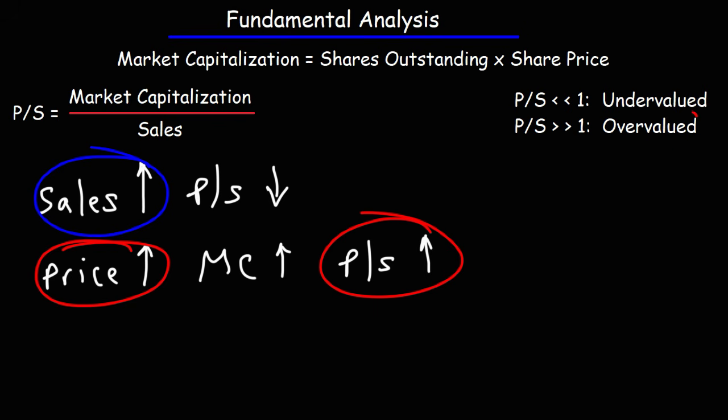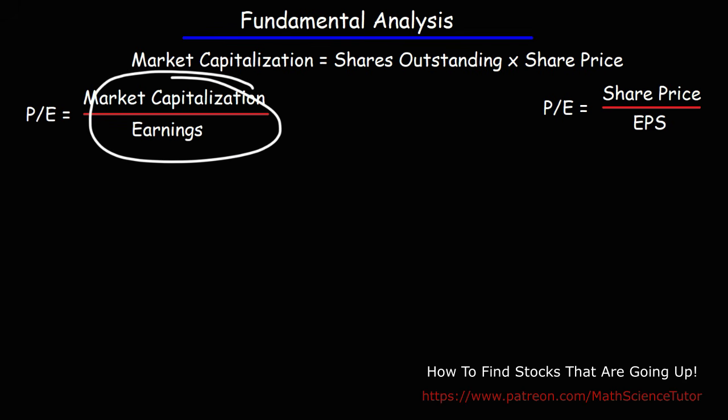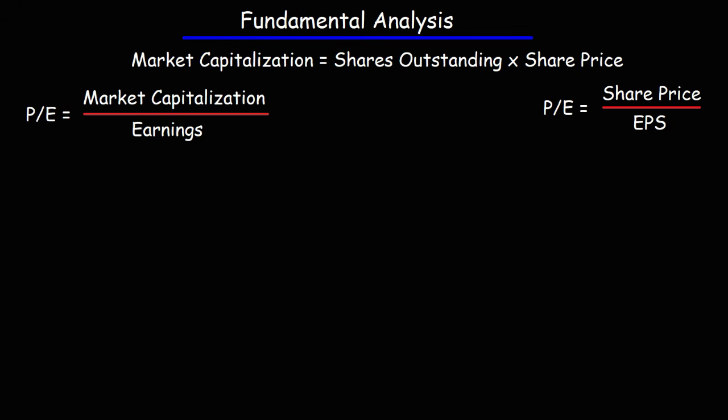might be becoming overvalued. Another valuation ratio that is actually quite popular is the price to earnings ratio, or the PE ratio. There's two ways in which you can calculate it. The first method is to take the market capitalization and divide it by the earnings or the net income of a company. You can also calculate it by taking the share price or the price of the stock and dividing it by the EPS or the earnings per share.